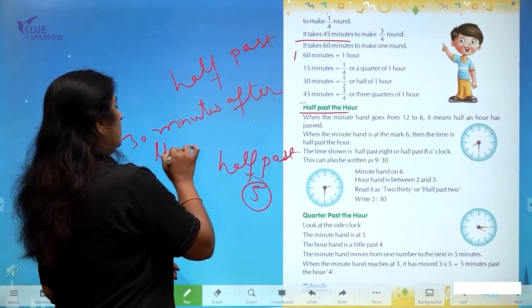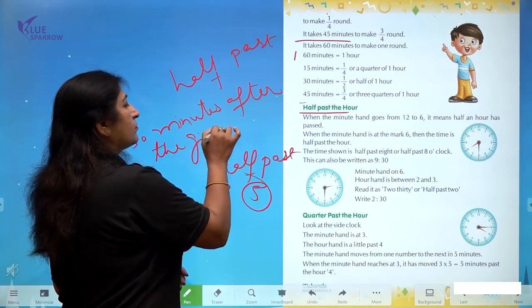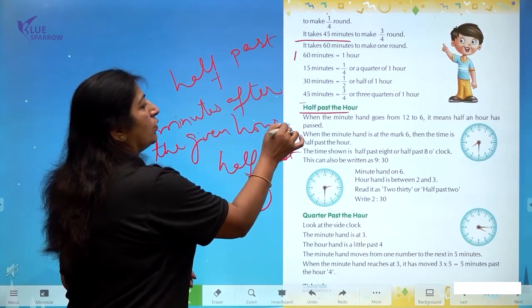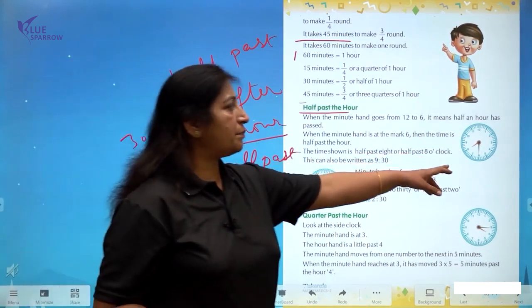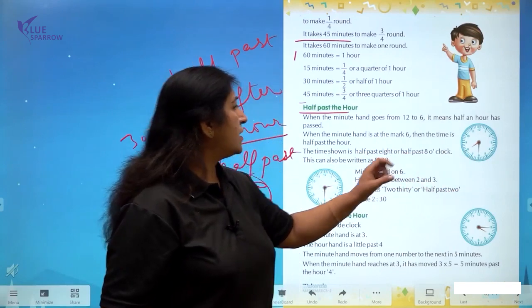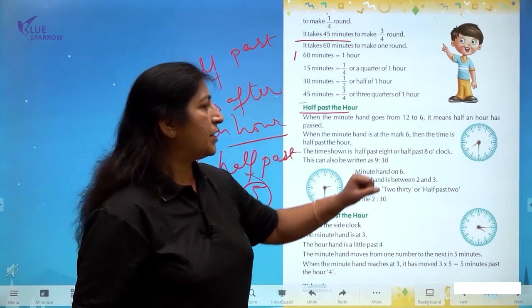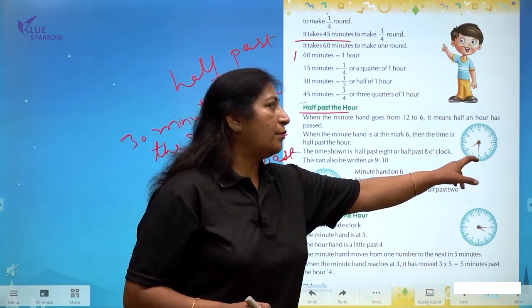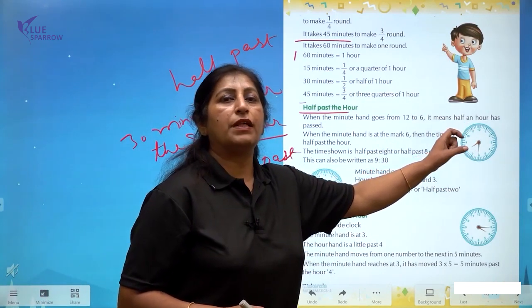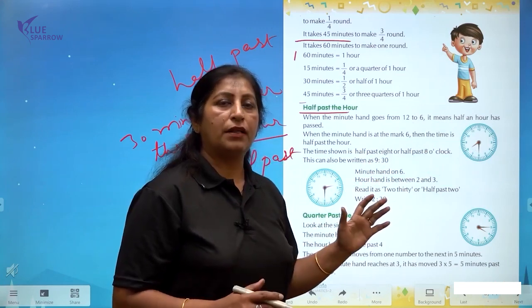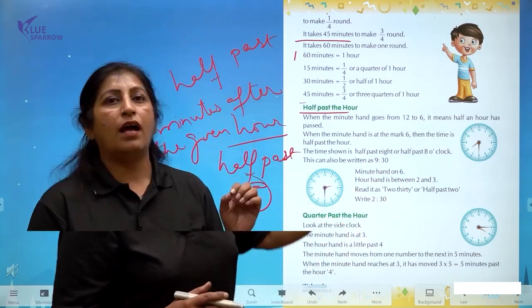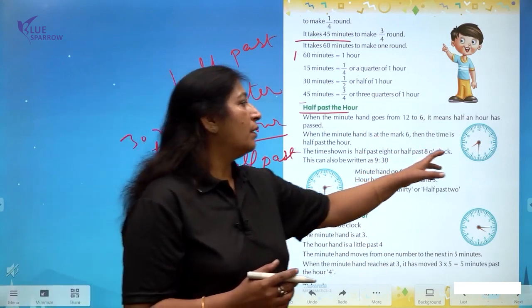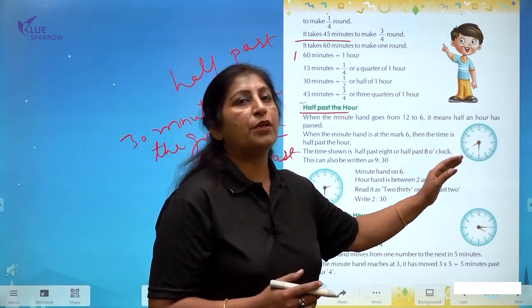After the given hour. Now look at the clock face given on the right hand side of this page. The hour hand is between 7 and 8 and the minute hand is at 6. While coming at 6 from 12, it means it has completed 30 minutes. The minute hand is completed and the hour hand is not at 8 but in between 7 and 8.